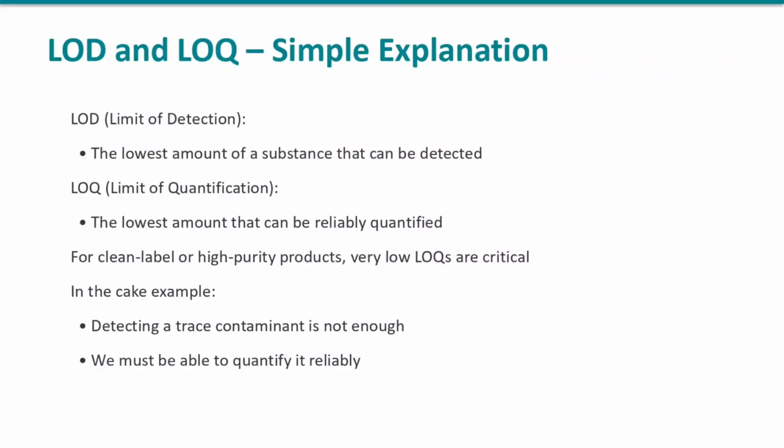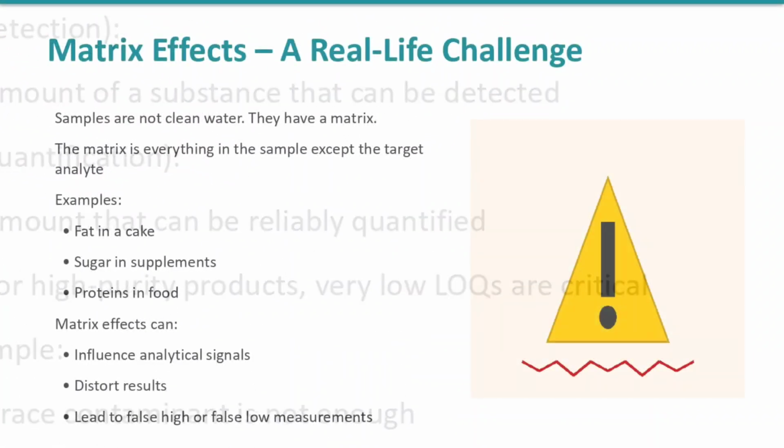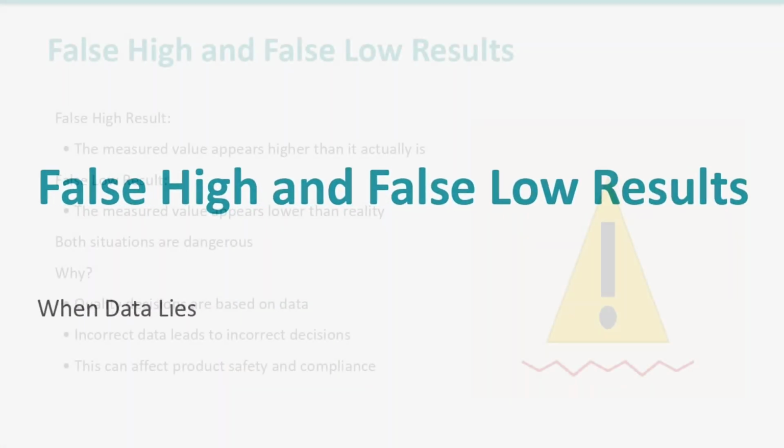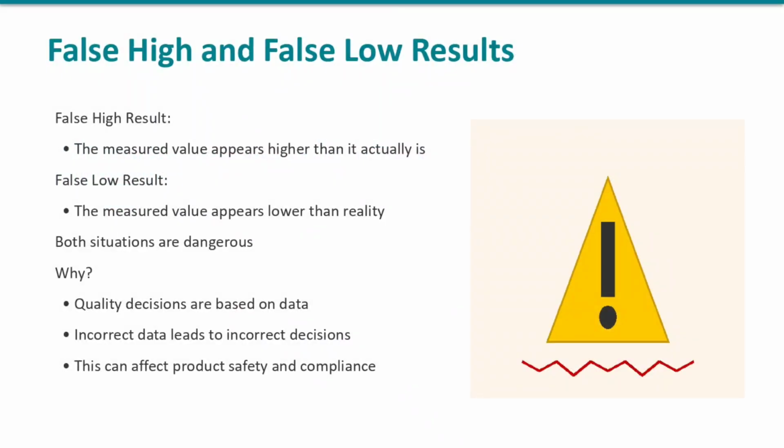One real-life challenge in laboratory testing is the matrix effect. Samples are not pure water. They contain many components. The matrix refers to everything in the sample except the target analyte. For example, fat in a cake, sugar in supplements, or proteins in food products may influence the analytical signal. Matrix effects can distort results and lead to inaccuracies. A false high result means the measured value appears higher than it actually is. A false low result means the measured value appears lower than reality. Both situations are problematic because quality decisions are based on these results.